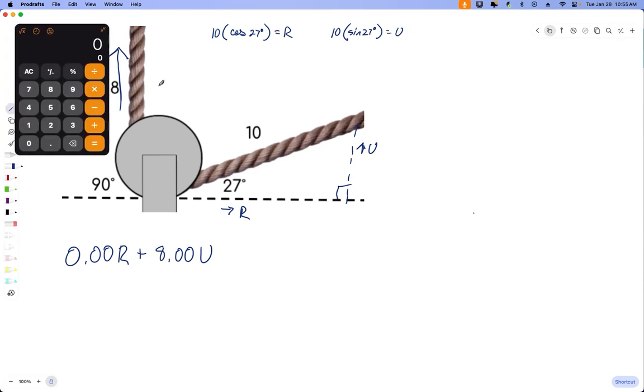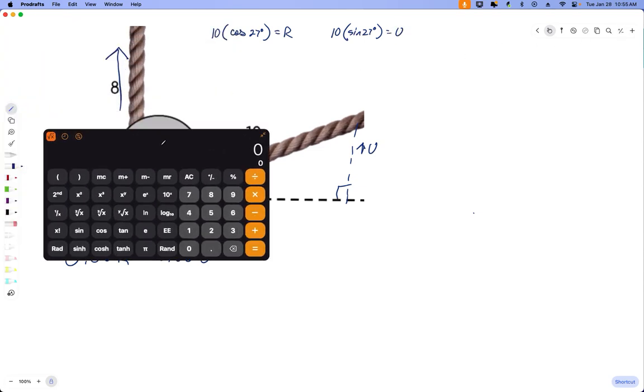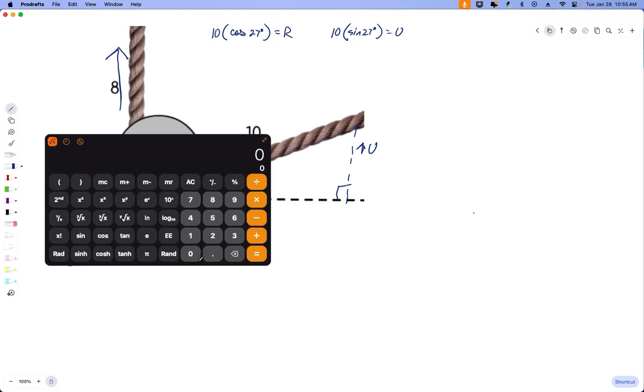We do that really quick on the calculator because we're geniuses. We can do that really quick. 27 cosine times 10, 8.91 R. And then we do 27 sine times 10, 4.54.